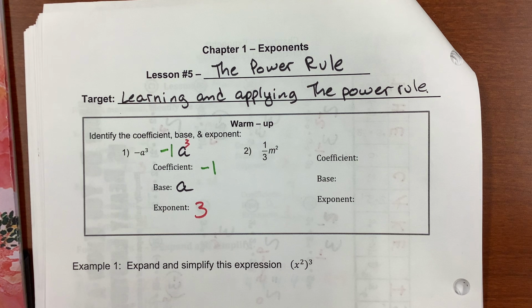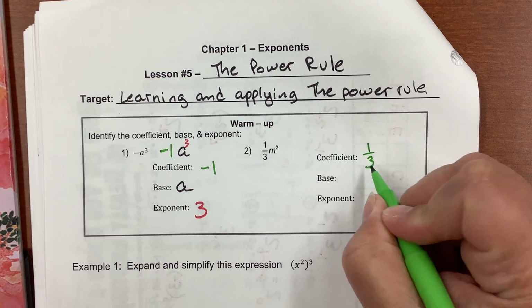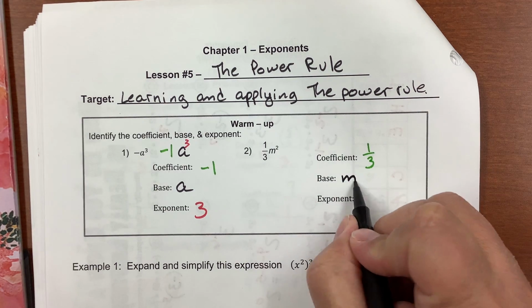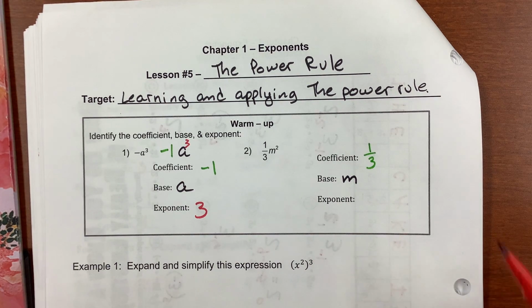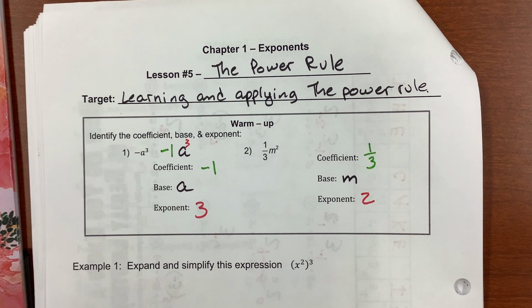Now over here, my coefficient is a fraction, but that's not a problem. I'm good with that. So 1/3. The base is M, and the exponent is 2. Now I don't have to expand anything, I don't have to solve anything. That's good enough, just a little vocabulary review before we get started.